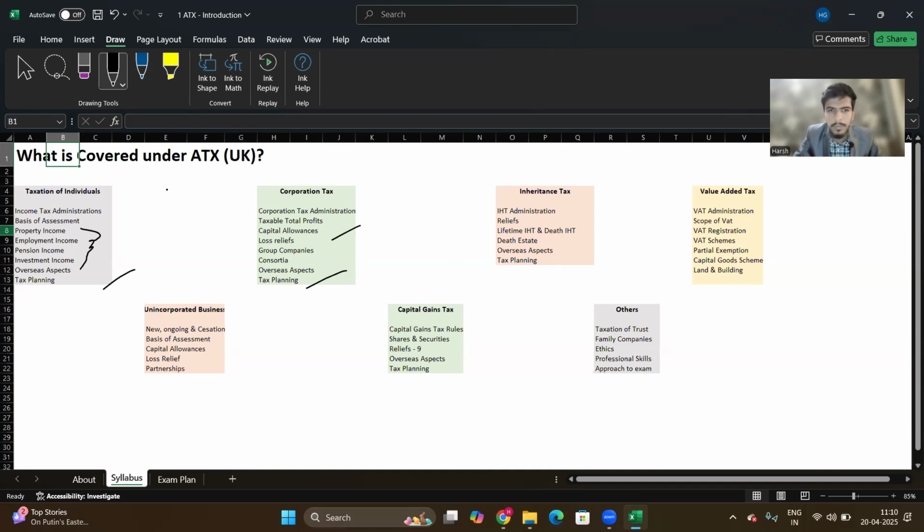ओके, नेक्स्ट है तो टैक्सेशन ऑफ इंडिविजुअल्स एंड कॉरपोरेशन टैक्स, ये दो मेजर ब्रांच है आपके एटीएक्स के इस बड़े झाड़ की, राइट। एंड नेक्स्ट इज इनहेरिटेंस टैक्स, जहां पे आपको रिलीव्स देखने को मिल जाएंगे, लाइफ टाइम आईएचटी क्या होता है, डेथ आईएचटी क्या होता है, ये भी हम देखेंगे। डेथ एस्टेट ऑन द डेथ, whatever the fund that an individual accumulates, the assets that the individual has, how we are going to use it out, right? How we are going to calculate the tax on that.